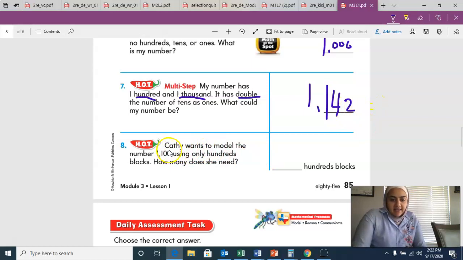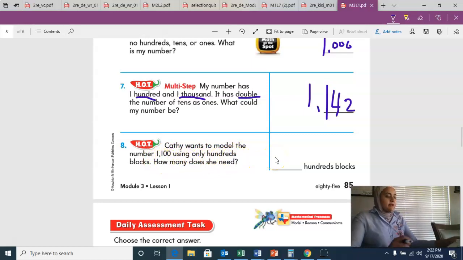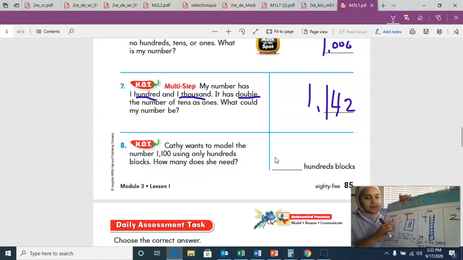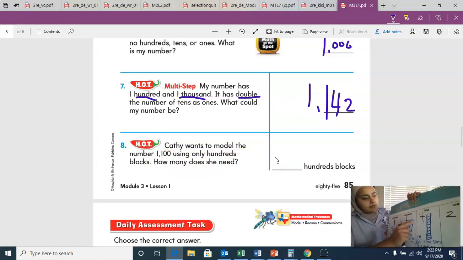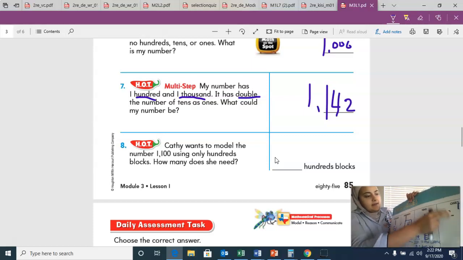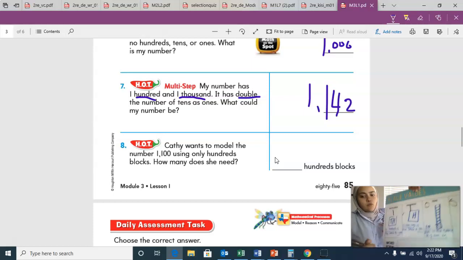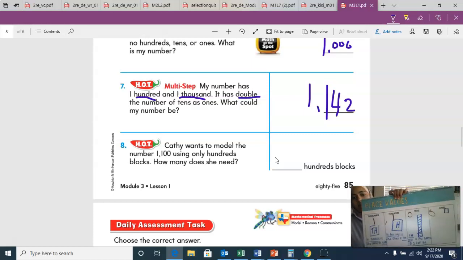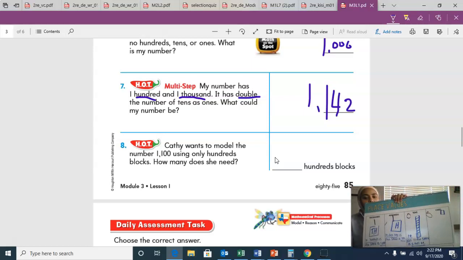All right, let's look at the last one. Kathy wants to model the number 1,100 using only 100 blocks. How many 100 blocks does she need? Love that question. Okay, she wants to model 1,100 using only hundreds blocks. How many tens do I have? 0. How many ones do I have? 0. So we don't need to worry about that.